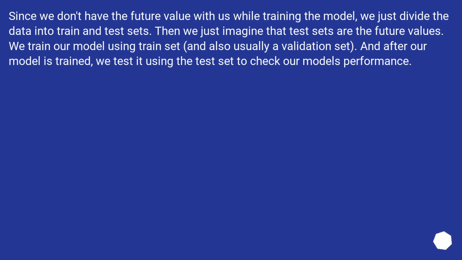Since we don't have the future value with us while training the model, we just divide the data into train and test sets. Then we just imagine that test sets are the future values. We train our model using the train set and also usually a validation set. And after our model is trained, we test it using the test set to check our model's performance.